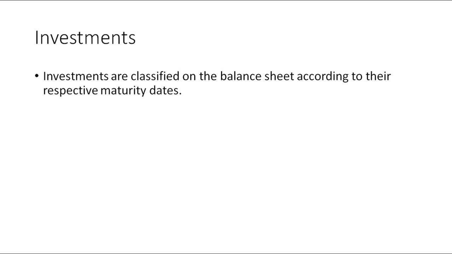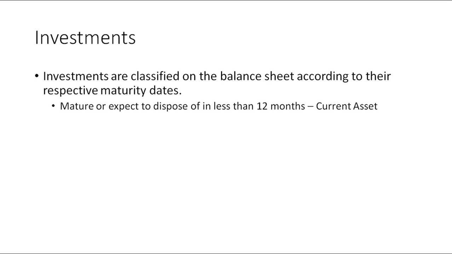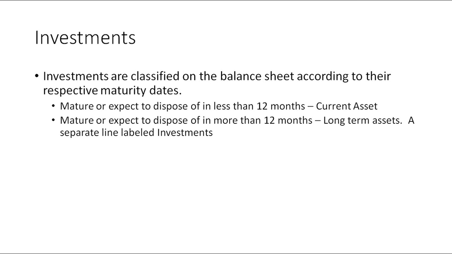Investments are classified on the balance sheet according to when they're due. If they're due within less than 12 months, they're called a current asset. Anything longer than that, we show it as a long-term asset, and it's on the investment section of the balance sheet.